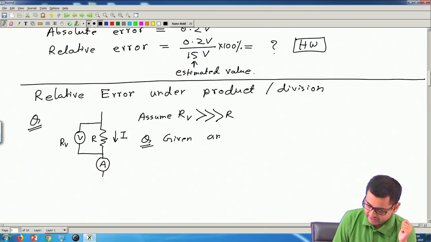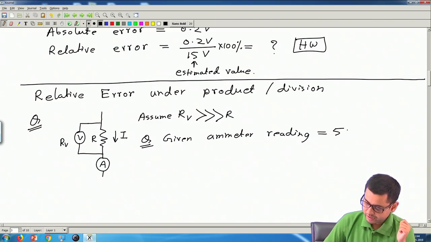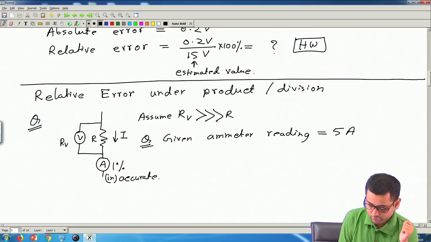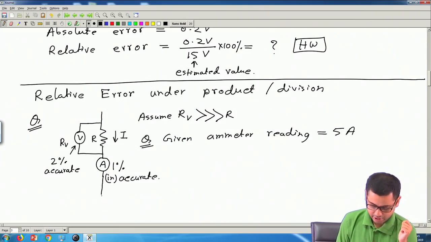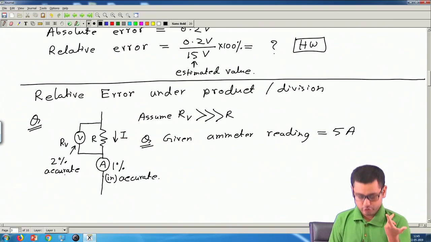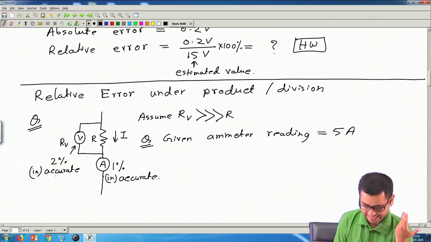given the ammeter reading equals say 5 ampere, and the ammeter is known to be say 1% accurate. That means 1% inaccurate actually. And say this voltmeter is 2% accurate. I actually mean inaccurate, I'm not writing it again and again. It's not a meter which is only 2% accurate. Who will buy that? But if we say it is only 2% inaccurate, it's meaningful. So this is actually 2% inaccurate, although we say that this is accurate.